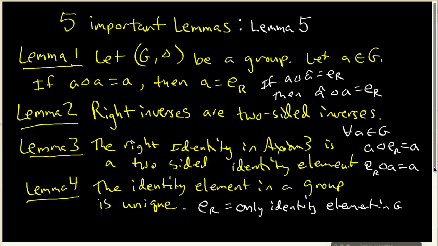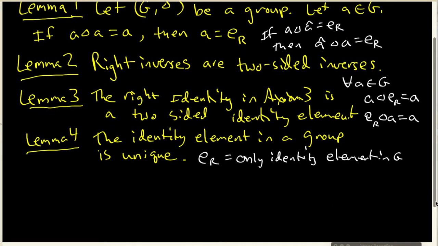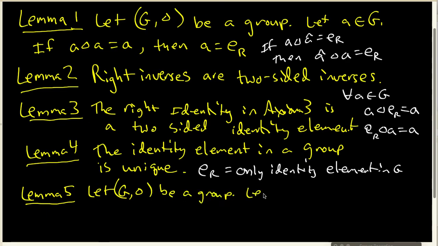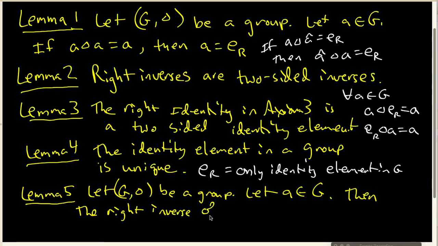And now we're ready to state lemma 5. Lemma 5 says this: we're going to let G under triangle be a group. Let A be any element inside that group. Then the right inverse of A is unique.